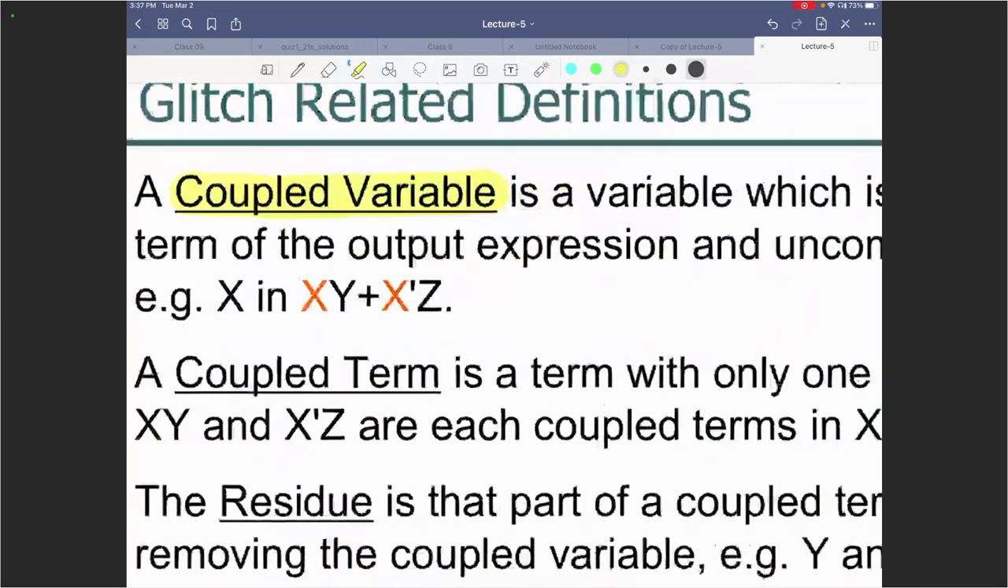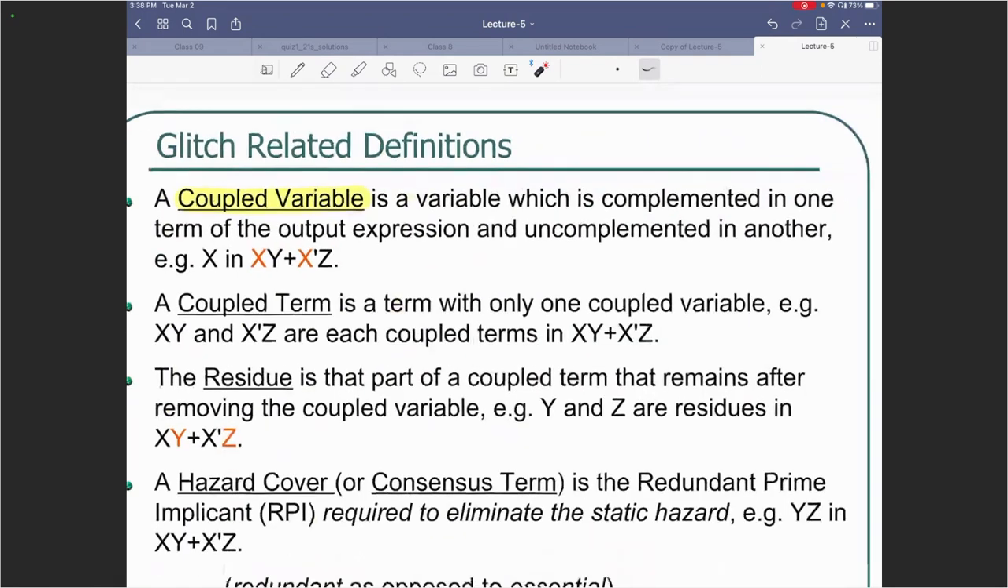Well, a coupled variable, for example, if there is a function as X and Y or X complement and Z, X would be the coupled variable. It is represented in its true form with Y, and it is in its complemented form with Z. So if there is a variable which is complemented in one term of the output and uncomplemented or true in the other, it is called a coupled variable. So it is present in its true form here, it is present in its complemented form here. X is the coupled variable.